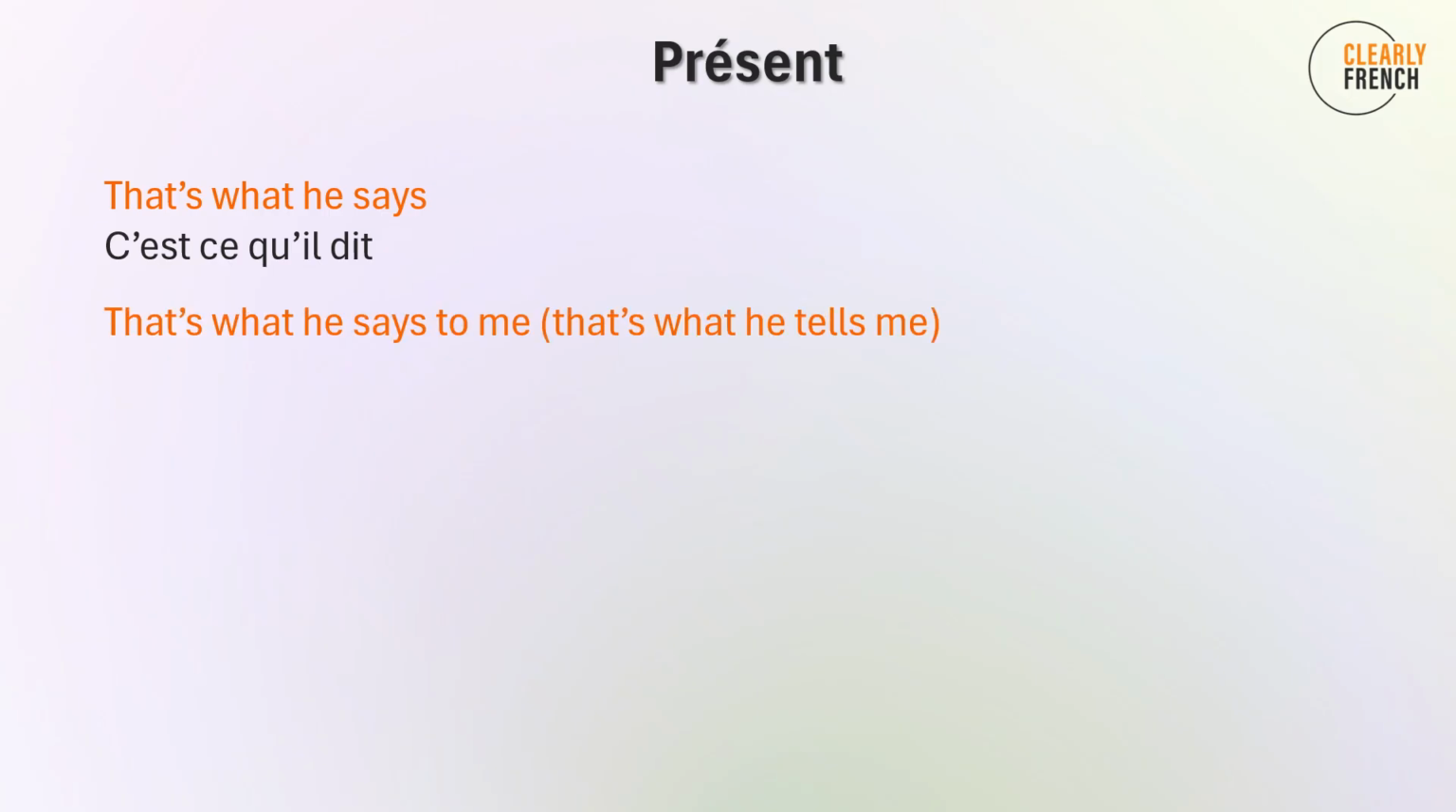Now let's modify our basic sentence. That's what he says, or that's what he's saying. C'est ce qu'il dit. Because of course it should be c'est ce que il dit, but of course the e and the i clash, therefore it becomes QU apostrophe. That's what he says to me, which is that's what he tells me. C'est ce qu'il me dit. The me is the to me.